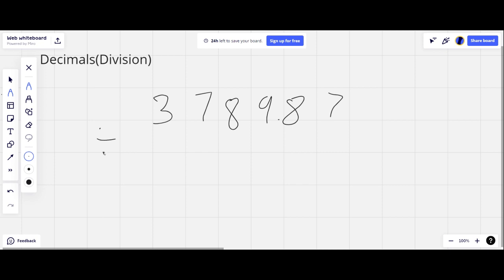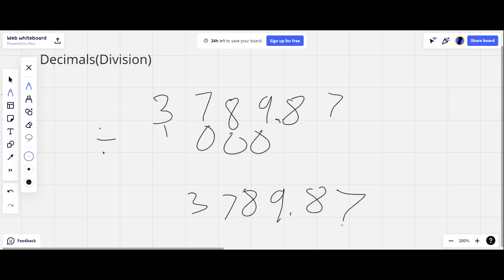3,789.87 divided by 1,000. Normally in a test, they wouldn't write it like this. They would write it like this. Don't let that confuse you, because remember, always look for the decimal point. They might write it like this, or they might write it like this instead. So let's do this question. 3,789.87. As we're dividing, we're going to jump to the right.